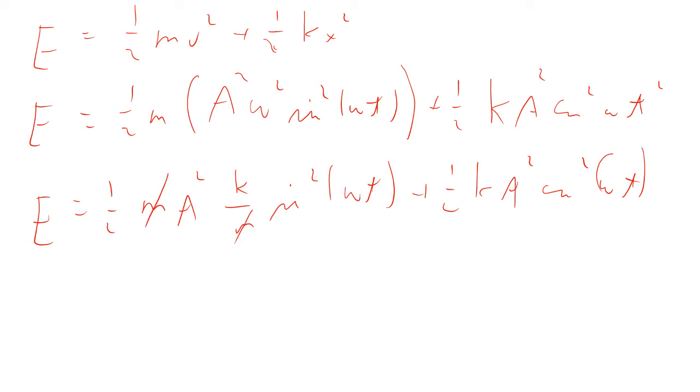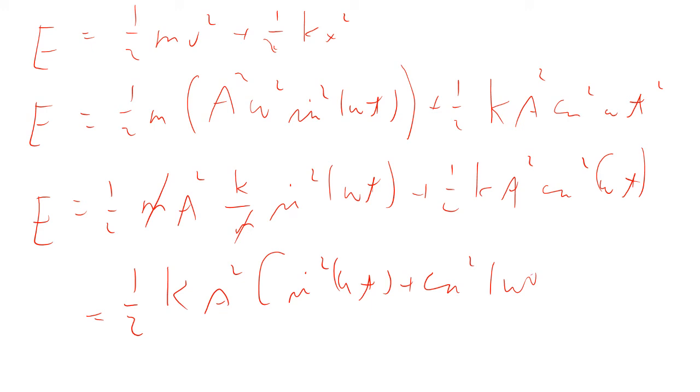Well, that m cancels that. And so we can factor out 1/2 k A squared, since they both have k and A squared, and they have sine squared omega t plus cosine squared omega t. But we know that sine squared plus cosine squared is 1. So the total energy equals 1/2 kA squared.